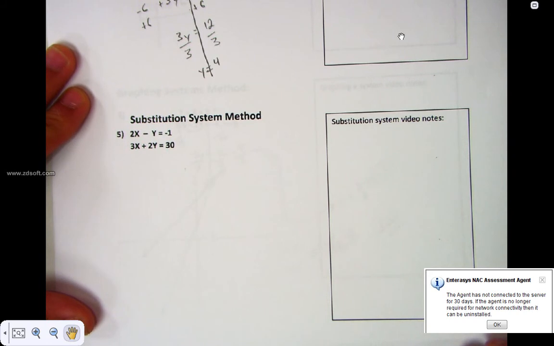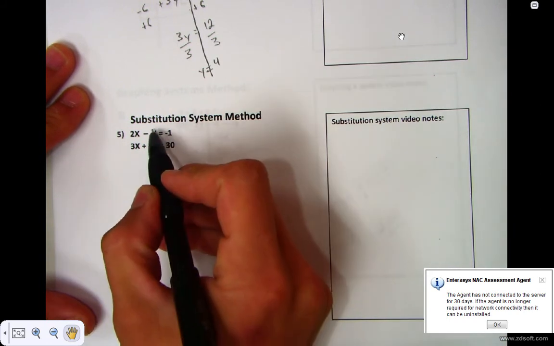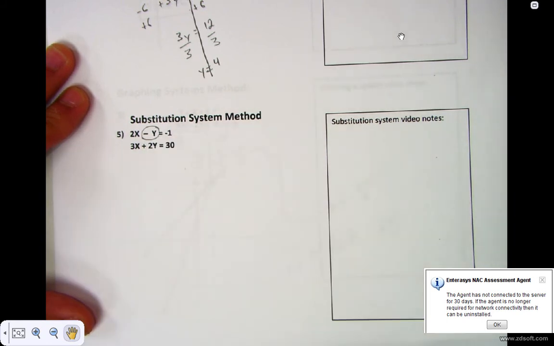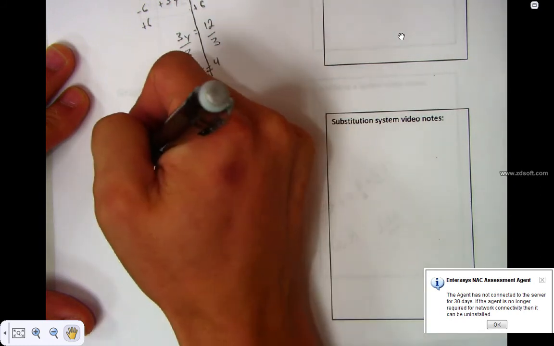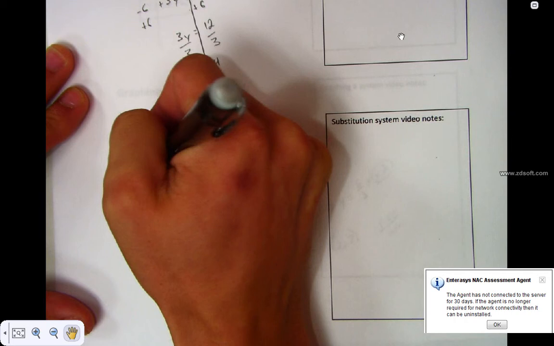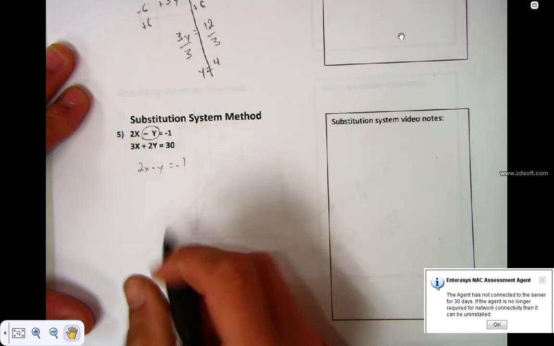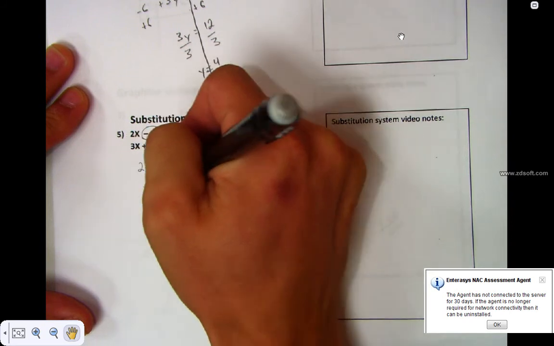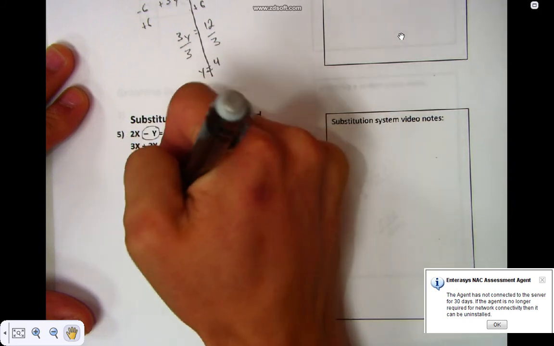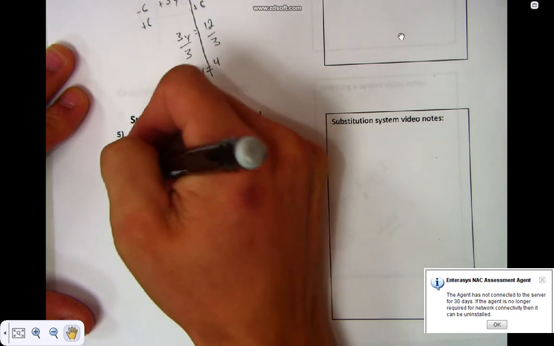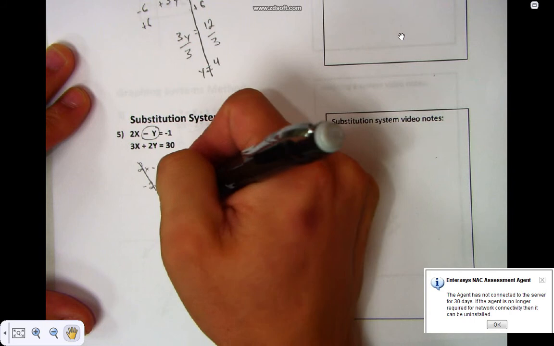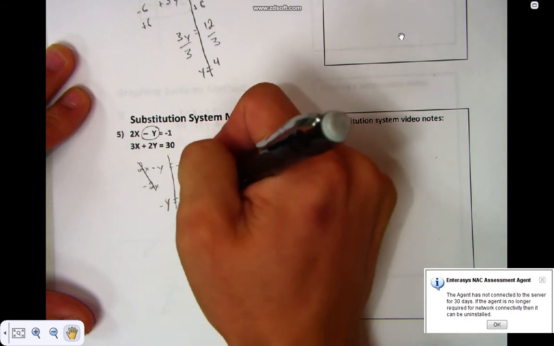So I want to start off by solving for the easiest variable. I think it's going to be this y right here. Now remember, if I'm going to solve for that y, I need to circle that negative. That tells me what kind of y it is. It's a negative y. So I have 2x minus y equals negative 1. I'm going to subtract 2x to the other side. I should have negative y. X's are going to cancel. Negative y equals negative 2x minus 1.